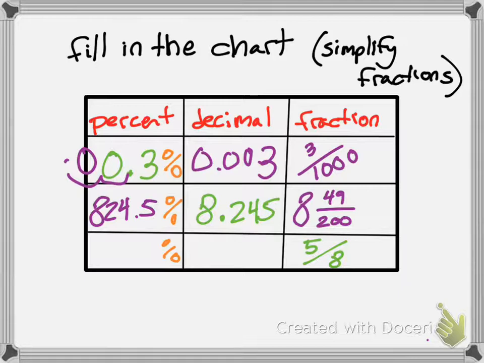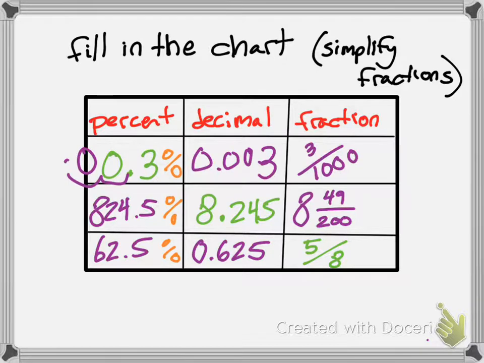Samantha, what about this last one? What is it as a decimal? It is 0.625. Excellent. We did that before. And if we had put that, it would be 625 thousandths. It simplifies. And then what is it as a percent then? 62.5%.